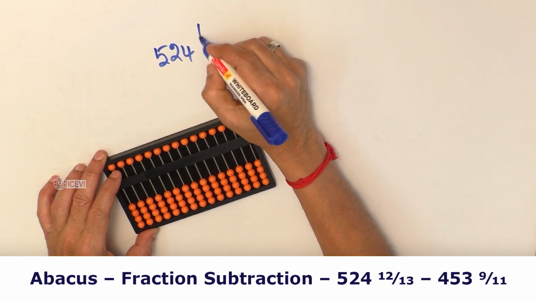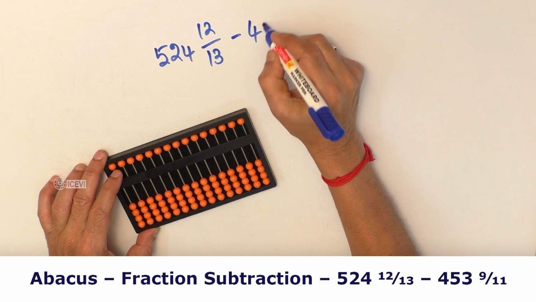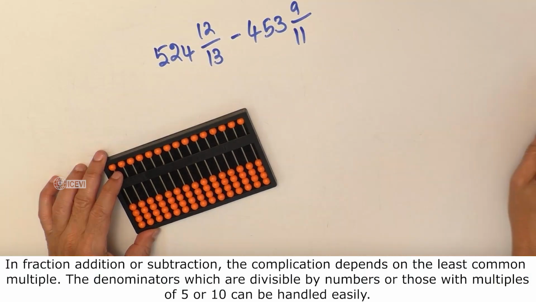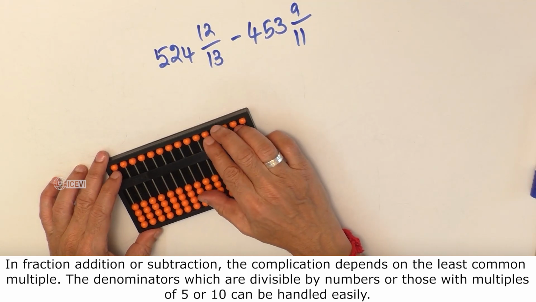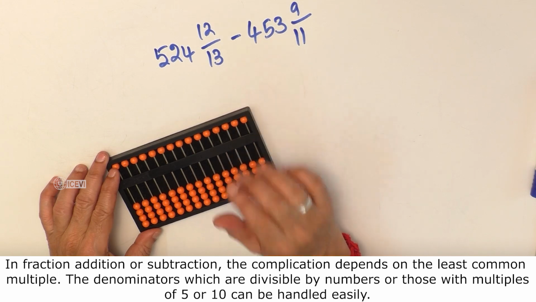524 12/13 minus 453 9/11. In fraction addition or subtraction, the complication depends on the least common multiple.